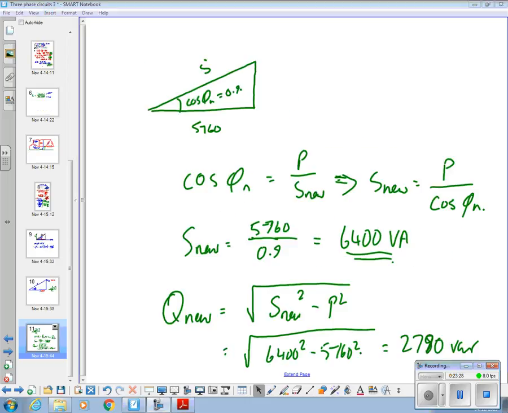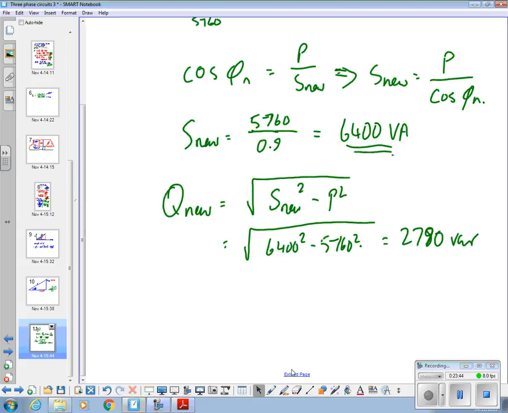So you've gone down a slightly different route there. That's giving you what the new Q is. The question's asking you how much Q you are going to get from this capacitor. So where does that come from then? Minus the old. Yeah.